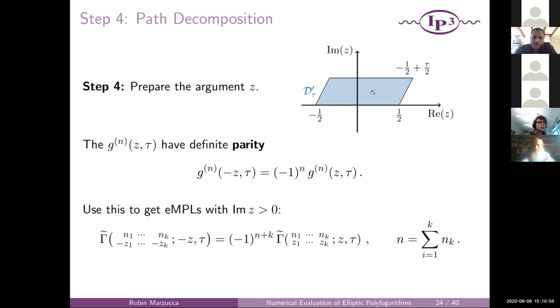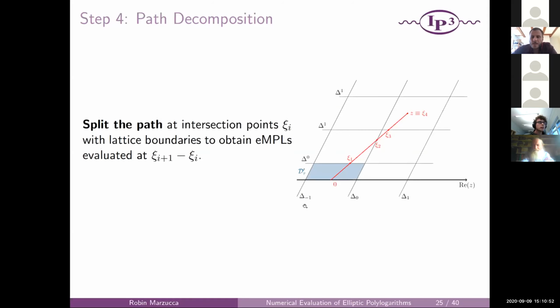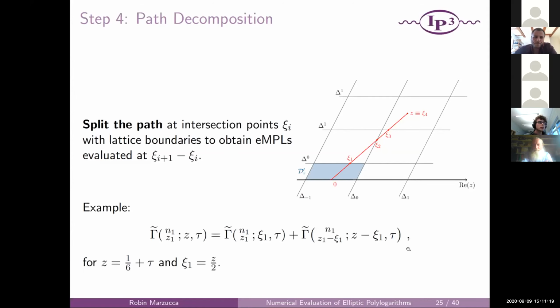And then we can use path decomposition to split this integration path along, for example, the intersection points with the lattice defined by tau, and then shift all the EMPLs that we get from this path decomposition, such that they're again defined as integrals from 0 to psi i plus 1 minus psi i. Okay, and again, I have a little example.